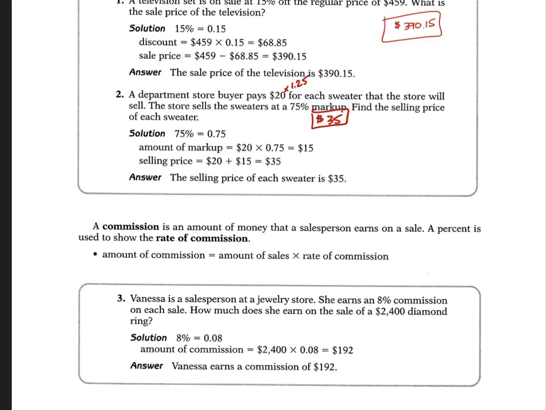A commission is an amount of money that a salesperson earns on a sale. A percent is used to show the rate of commission. Your amount of commission is equal to the amount of sales times the rate of commission.